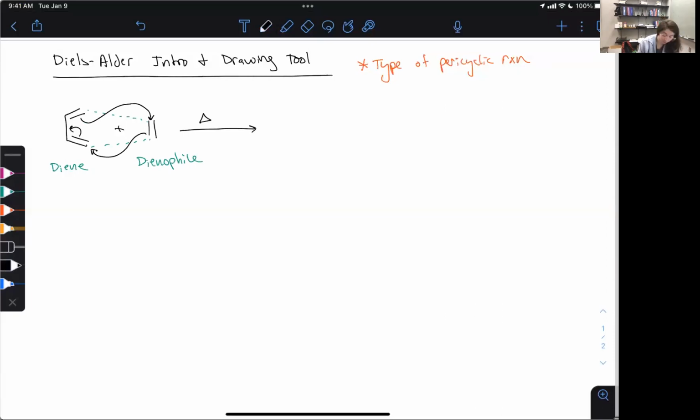If we look at what those arrows made, we made a cyclohexene. I always think it's helpful to number these out, and I number them pretty consistently. I'll always have my diene be 1 through 4 and my dienophile 5 and 6. What you're looking for here is that we are always going to be making cyclohexenes.